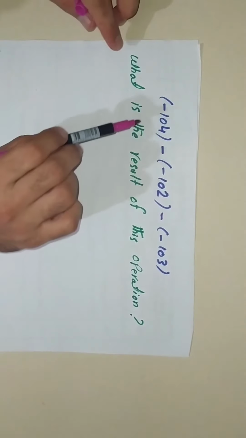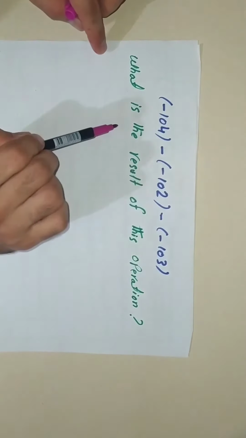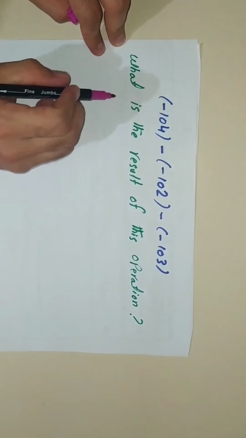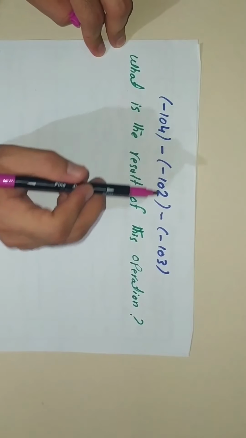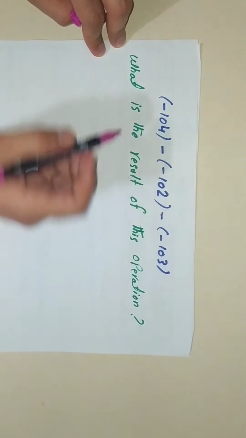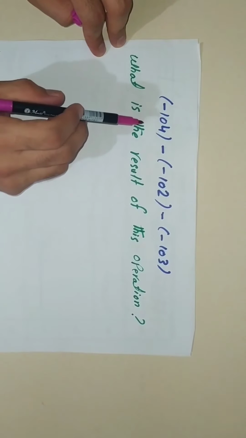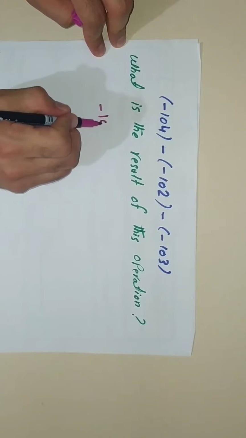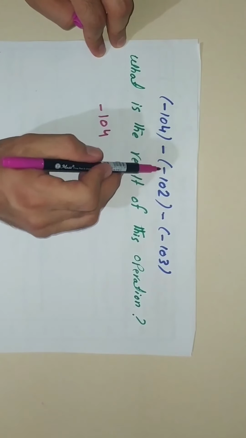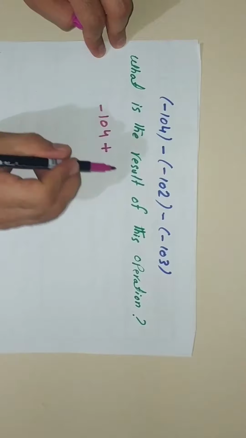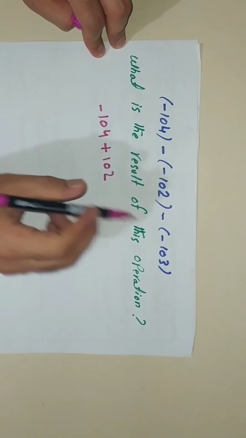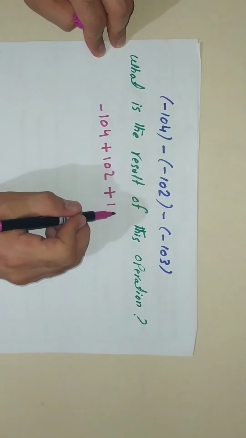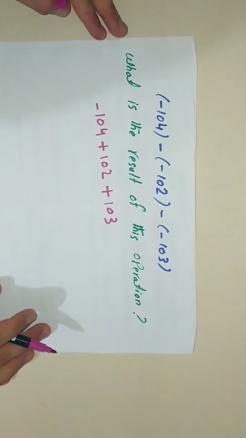Okay, now there are three numbers. So what is the result of this operation? Okay, it is minus 104, and there is a product of the same sign, and there is also a product of the same sign. We have done this in previous questions: the product of the same sign will always give us plus. So minus 104, plus 102, plus 103.